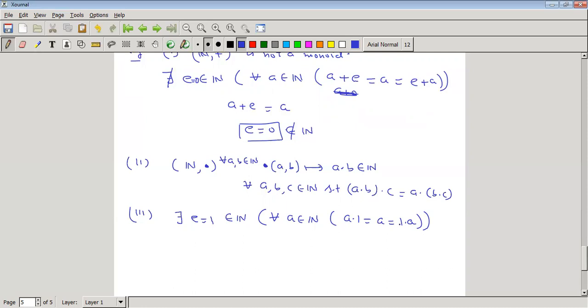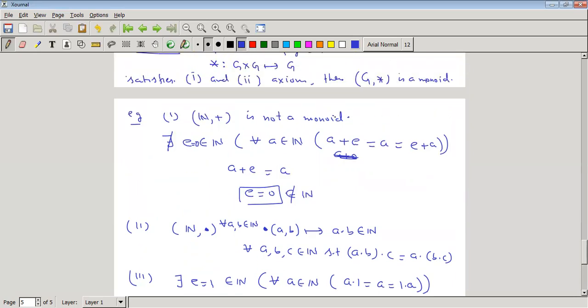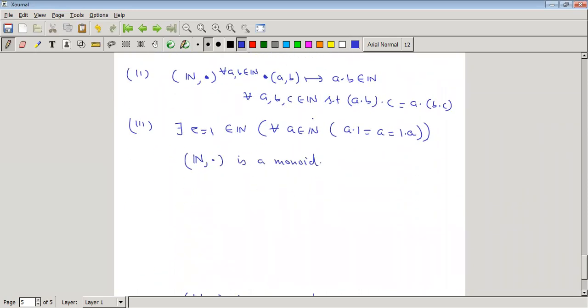Is it clear? So N under multiplication is a monoid. But it is not a group. But N under addition is not a monoid. If we change the binary operation, then it is a monoid. Is it clear? Now come to the third example.